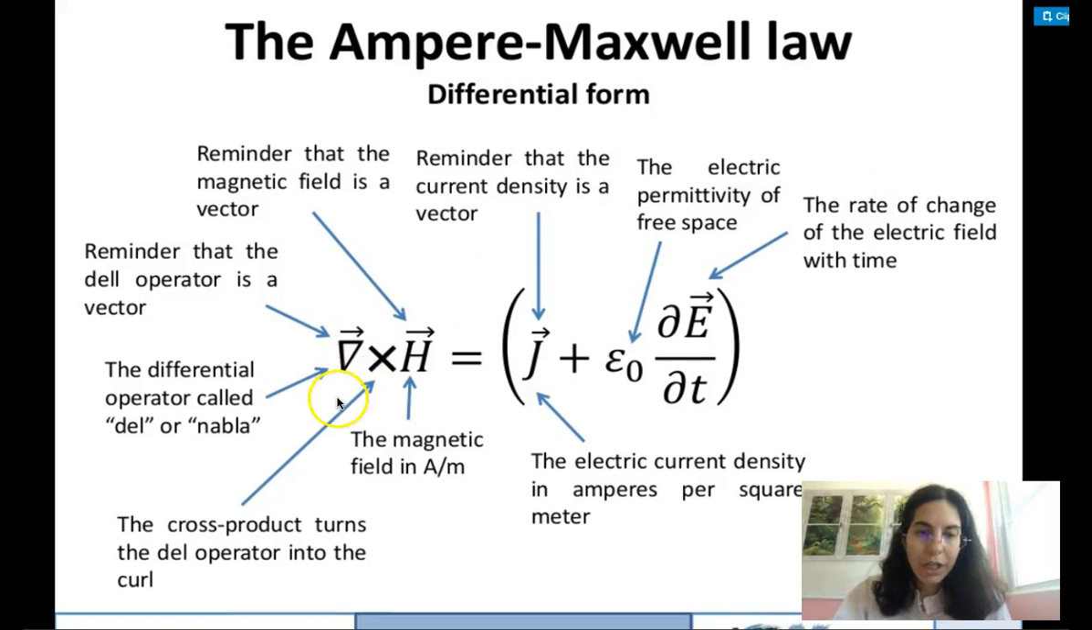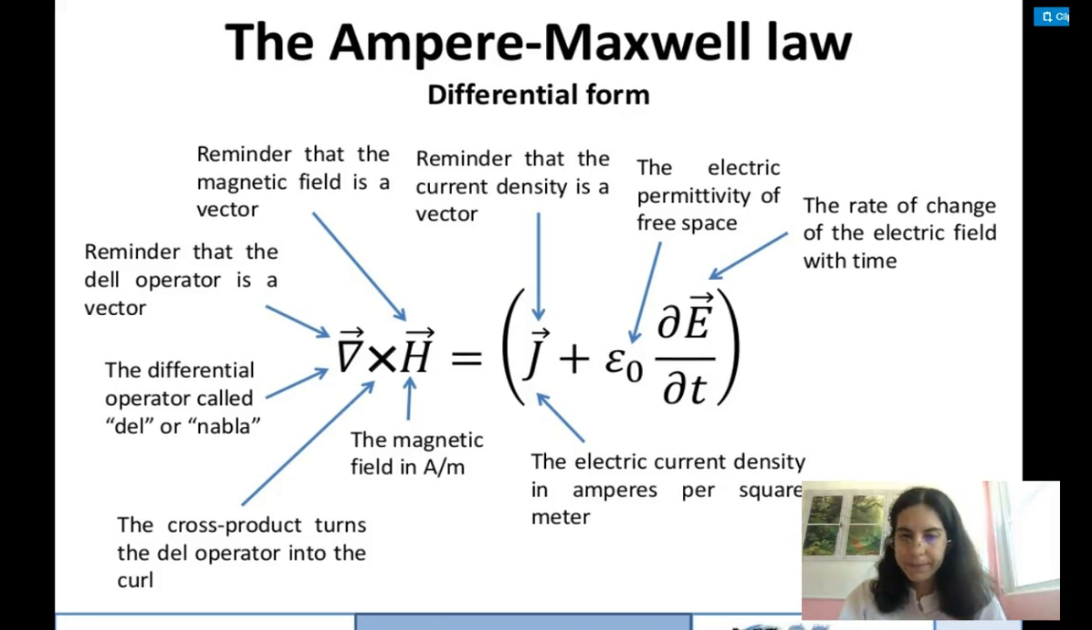Again, let's take a look at the curl of H, our magnetic fields in A over M. Current density, there's that vector we were talking about. This is amperes per square meter. This is the change in electric field over time, as we were talking about before. There you have it, all of electricity and magnetism in 4 short equations. It is a beautiful thing.